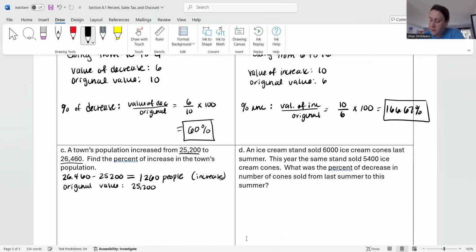So let's go to the formula. So the formula says if we have a percent of increase, it equals the value of the increase divided by the original. That gives you a decimal, and then you move the decimal to the right twice. So I'll go ahead and just throw in the times 100. So we get 1,260. That's the value of the increase. We want to divide it by the original value, which is 25,200. And then we're going to multiply by 100. And I'm just going to go straight to the calculator for this one. So 1,260 divided by 25,200.